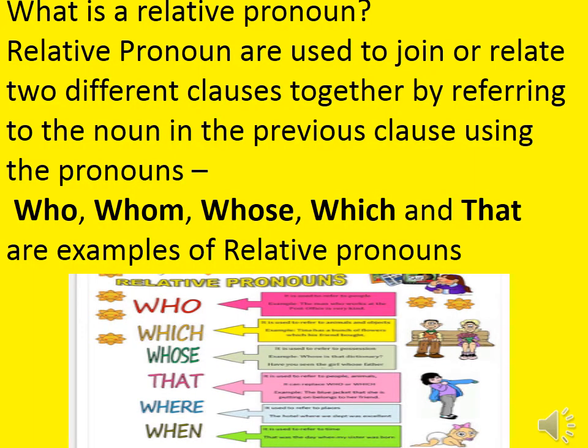The next kind of pronoun, children, is relative pronoun, which is the main focus of your study in the 8th standard. Relative pronouns are used to join or relate two different clauses, which is the subordinate clause and the main clause, together by referring to the noun in the previous clause using the pronouns who, whom, whose, which, and that, which are the examples of relative pronoun. I will explain about the uses of relative pronoun in detail.